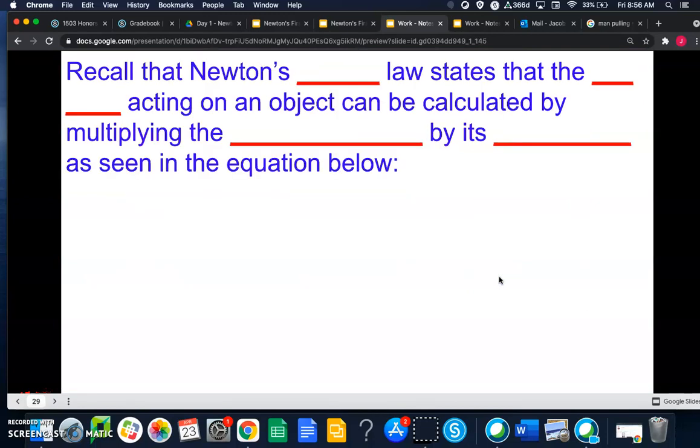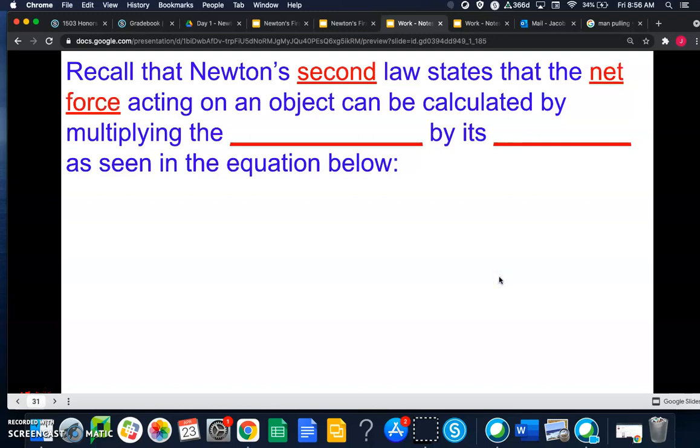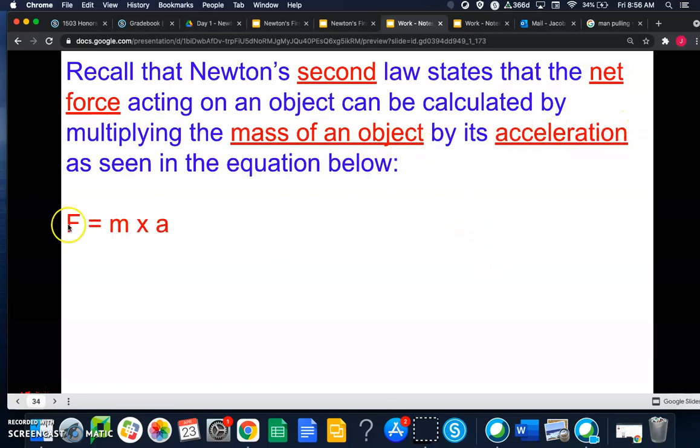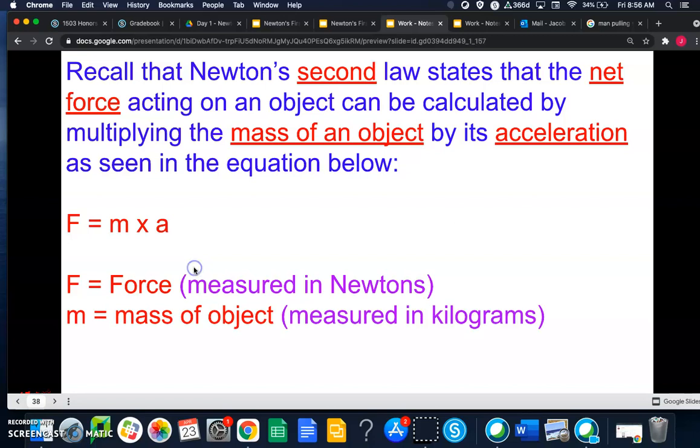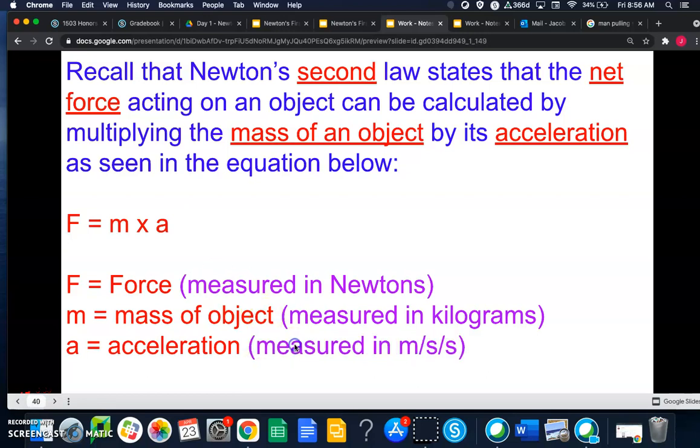Okay, so recall that Newton's second law states that the net force acting on an object can be calculated by multiplying the mass of an object by its acceleration. And so that equation is F equals M times A, where F is the force measured in newtons, M is the mass of the object measured in kilograms, A is the acceleration measured in meters per second per second.